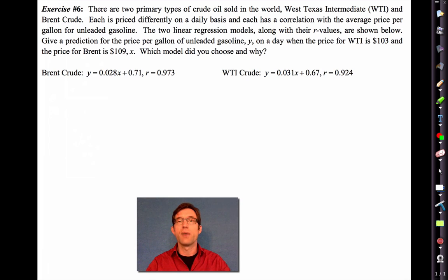Two linear regression models, along with their R values, are shown below. Give a prediction for the price per gallon of unleaded gasoline, Y, so Y is the price per gallon for gas, on a day when the price for WTI is 103 and the price for Brent is 109, and those prices are the X values. Which model did you choose and why? All right, pause the video and see if you can answer this question.